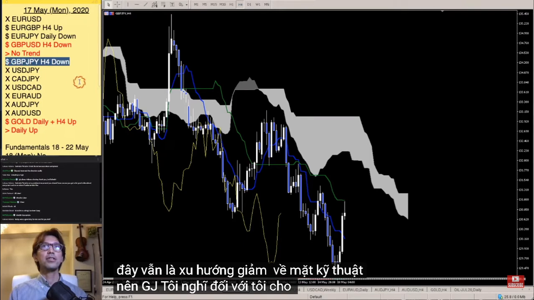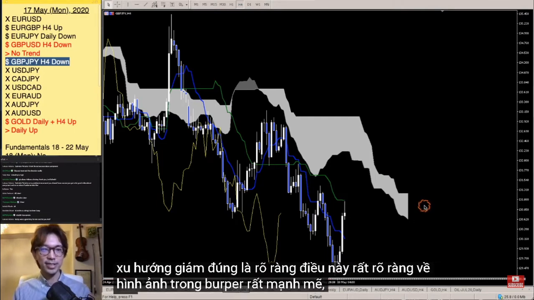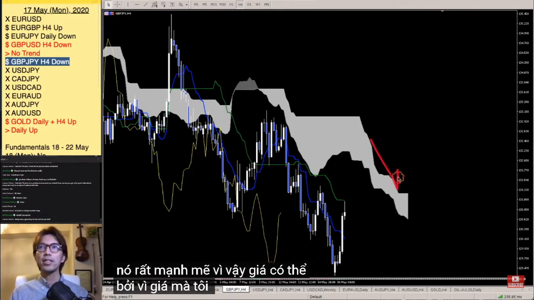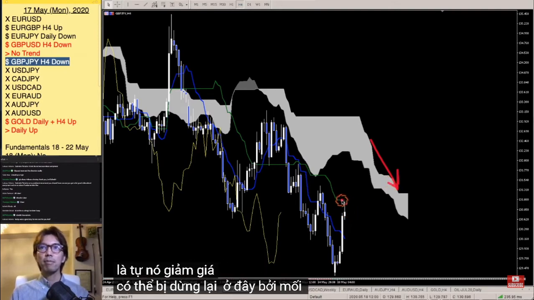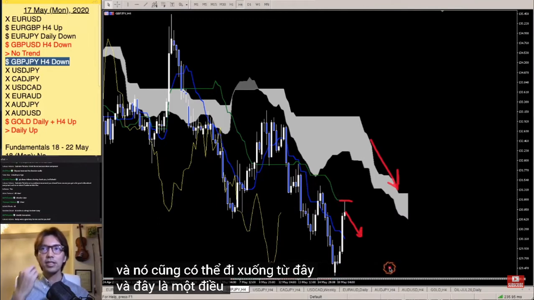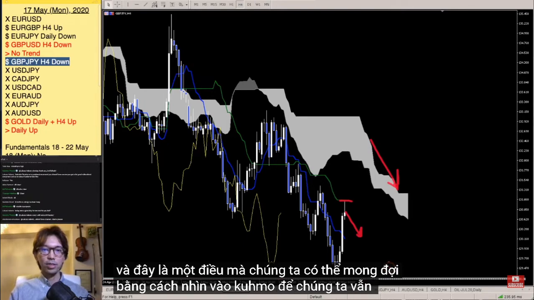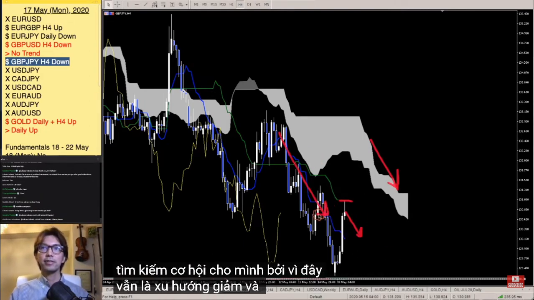So GJ, I think to me, 4-hour chart is still downtrend, right? Is it clear? This is so visual and very powerful, right? Because the Kumo itself is going down, the price might be stopped here by this Kijun Sen, and it might go downwards from here too. This is one thing that we can expect by looking at the Kumo. So we can still look for the sell chance, because this is still downtrend, right?